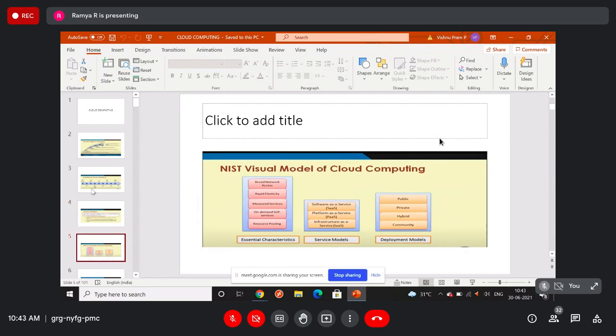Next, we see the NIST visual model of cloud computing. This is the visual model, where we can see some of the characteristics, service models, and deployment models.